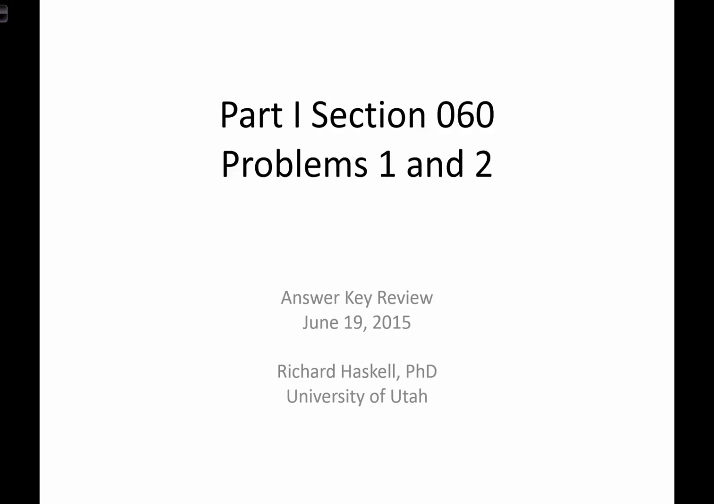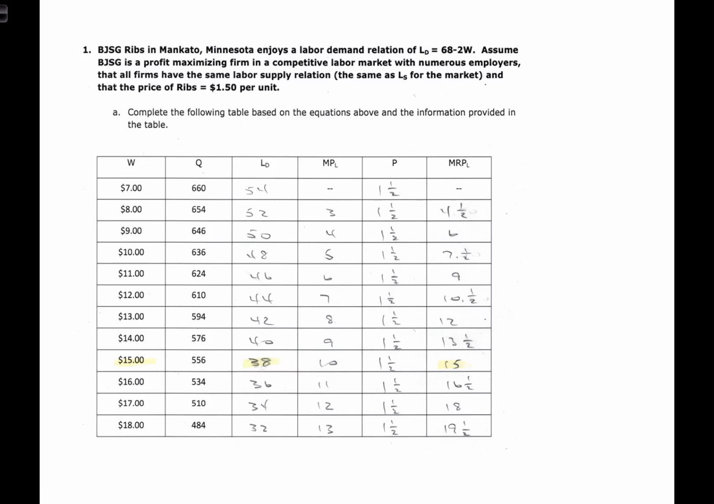So first of all, problems 1 and 2, this is part 1. In this, we're looking at BJSG Ribs in Mankato, Minnesota. We identify a labor-demand relation here of 68 minus 2W. That's important to us. I indicate that this is a profit-maximizing firm, competitive labor market, and numerous employers. I indicate they all have the same labor relation, so we don't have to really think about this. Plus, there's no labor supply requirement within the table that you're about to look at.